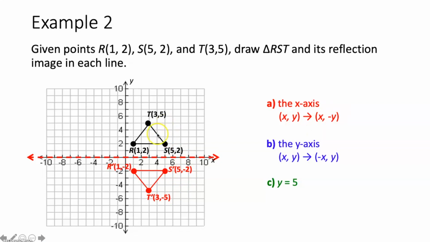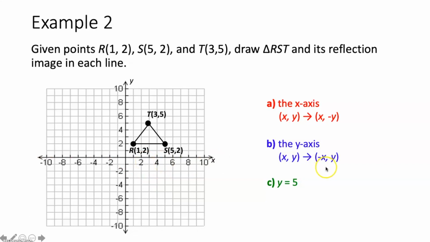Now a little helpful hint, if you forget this cheat code, remember R and R prime are going to be the same distance from our line of reflection. So if R is 2 units from the line of reflection, R prime, you just count 2 units over here, and there's R prime. If S is 2 units from our line of reflection, S prime is just going to be 2 units on the other side. And then if T is 5 units from our line of reflection, T prime is going to be 5 units on the other side. So in case you forget this, you can always just count.